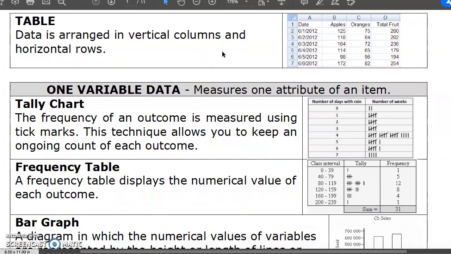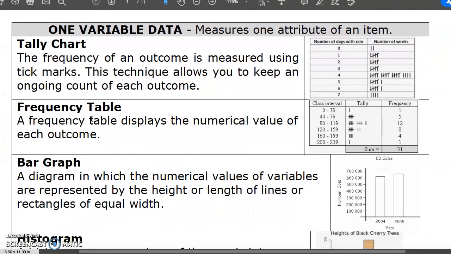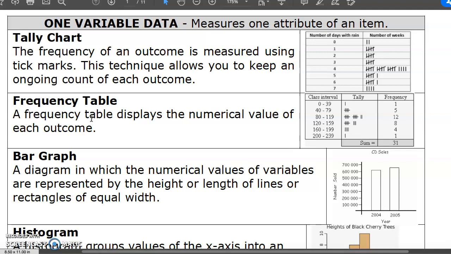So data can be collected in a table. Data is arranged in vertical columns, up and down, and rows which go side to side. 1 variable data measures one attribute of an item at a time. Some examples of gathering 1 variable data include a tally chart.